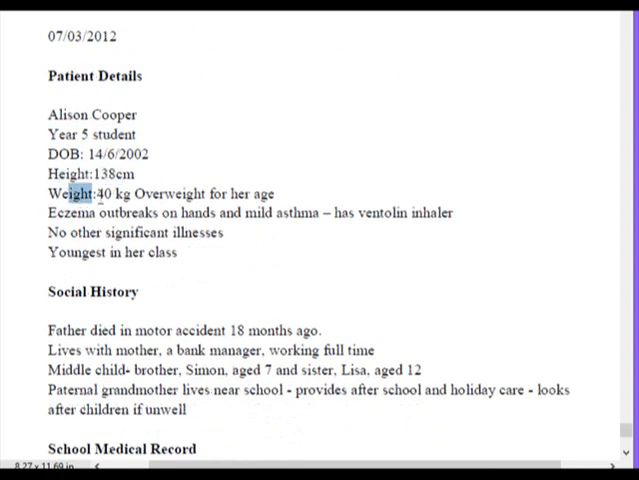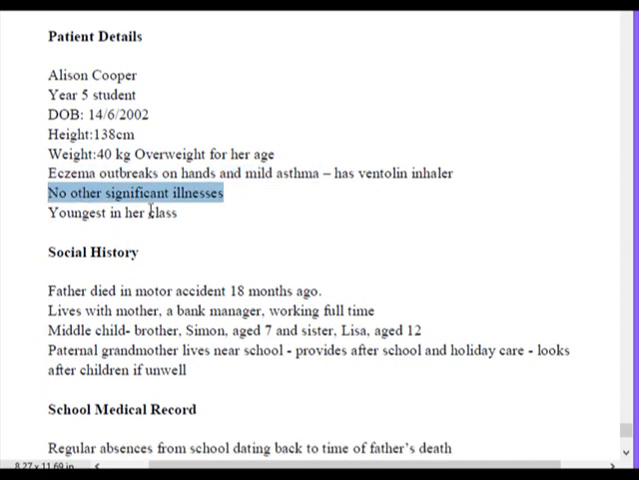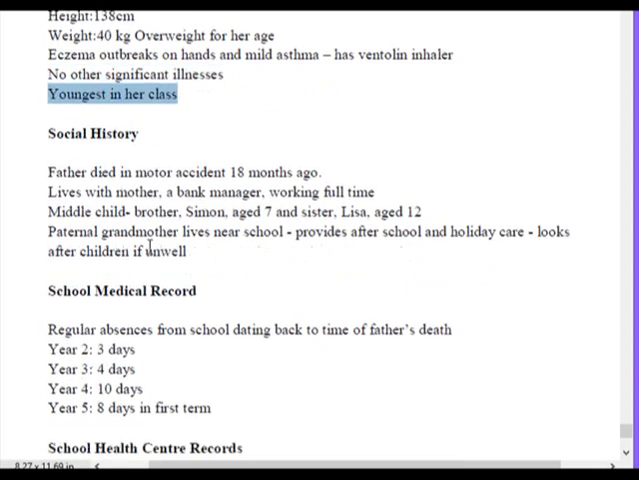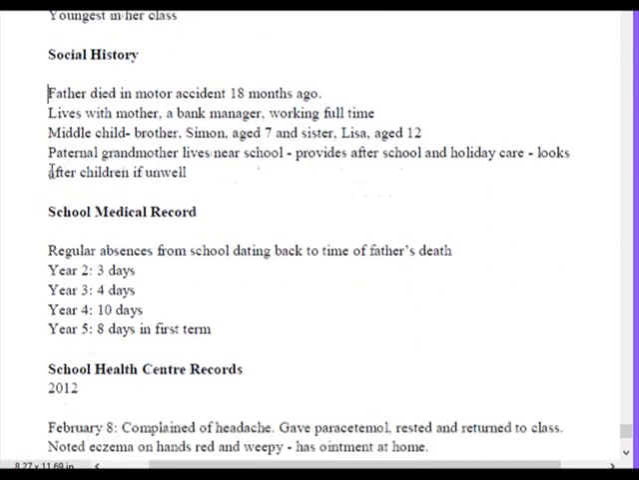Height is not important. Weight, 40 kgs, but I think more than 40 kgs you can concentrate or focus on this thing, which is overweight. Eczema, outbreaks on hands, and melanoma. Yes, this is not required because that is unremarkable. Youngest in a class, you may or may not include it, but remember you have to finish your letter in at least 220 words, not more than that.